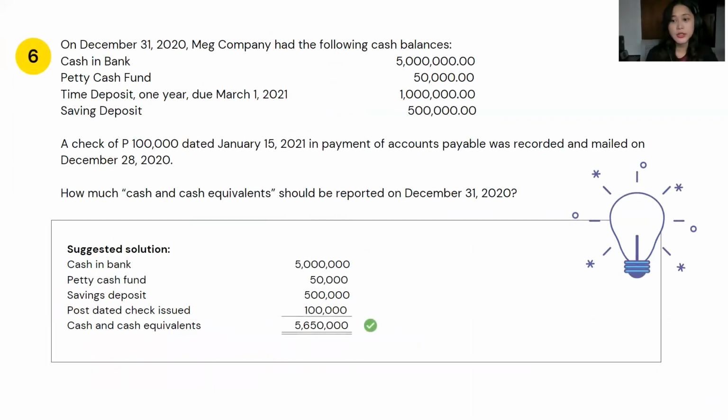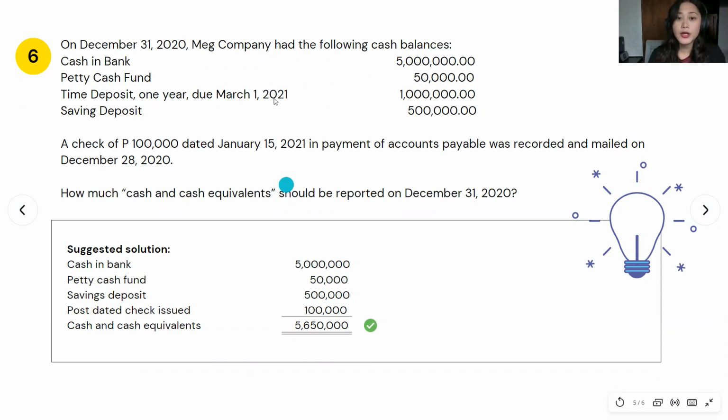Okay, so yung last question natin, number 6. On December 31, 2020, Meg Company had the following cash balances. Cash in bank, 5 million. Petty cash fund of 50,000. Time deposit, 1 year that is due on March 1, 2021, 1 million. Saving deposit of 500,000. A check of 100,000 dated January 15 in payment of accounts payable was recorded and mailed on December 28, 2020. How much is the cash and cash equivalents?